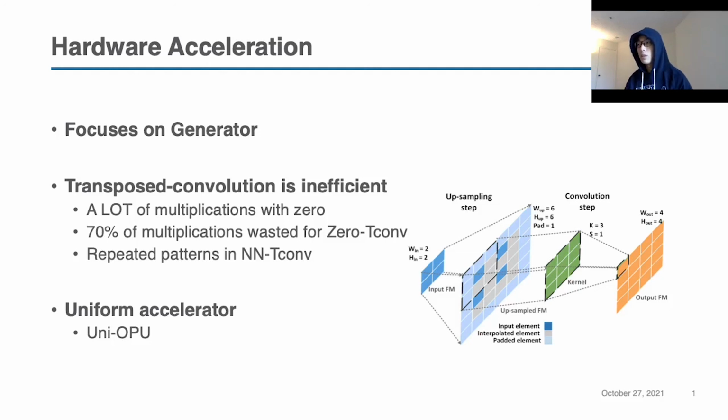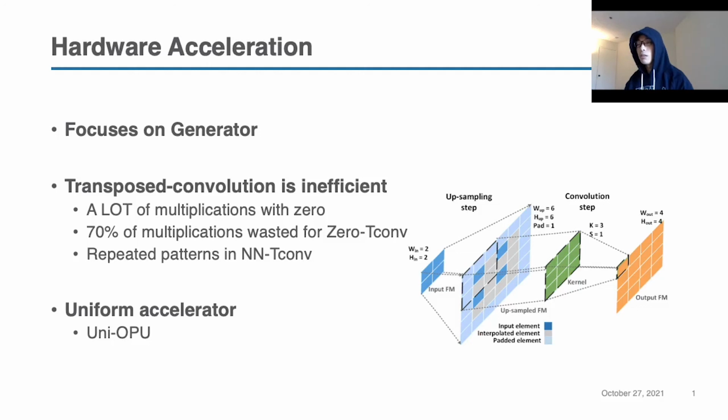And secondly, the bottleneck of all the mathematical operations is located at the transposed convolution layers in the generator because they have a lot of inefficient operations. So for example, the zero transposed convolution will first pad the input feature map with a bunch of zeros like this, and then perform the traditional convolution to give us the output feature map. This is very inefficient because, as you can see, there are only 4 non-zero elements. And it's reported that over 70% of the multiplications are wasted.